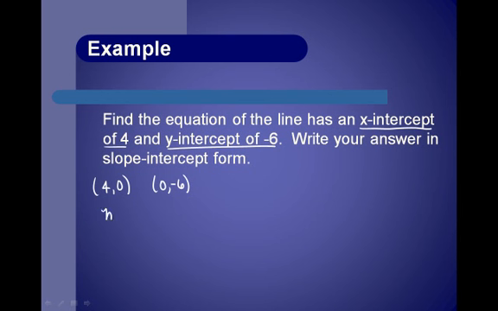So we start out, we need a slope. So we're going to subtract the y values, negative 6 minus 0 divided by, now we're going to subtract the x values, 0 minus 4, which gives us negative 6 divided by negative 4, which simplifies to give us 3/2. So the slope of that line is 3/2.